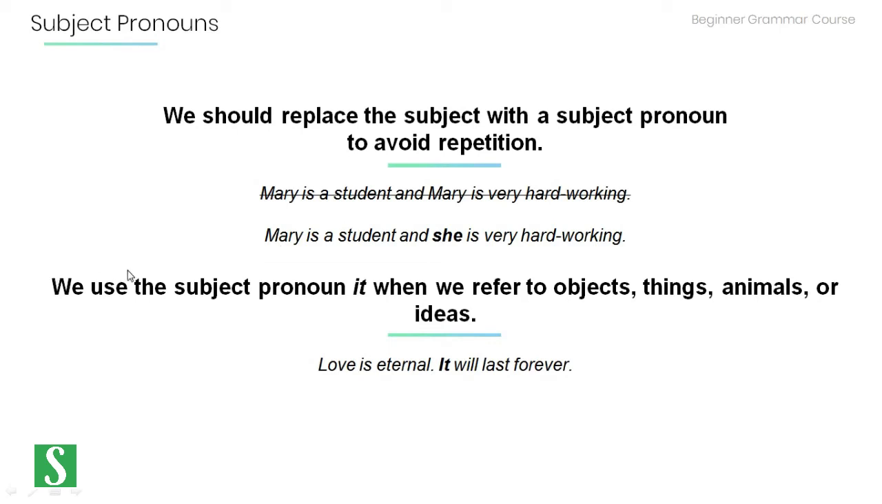Also note that we use the subject pronoun it when we refer to objects, things, animals, or ideas. For example, love is eternal. It will last forever. The pronoun it refers to the word love.